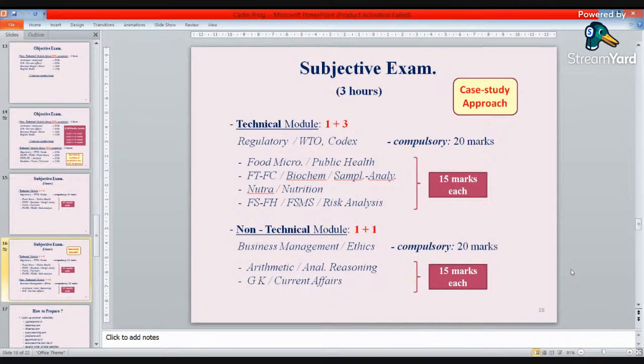Here, in the subjective exam, we want to see your writing skills. Therefore, we will follow a case study approach. We'll give you case studies in your question paper, which will be on your screen. These case studies will not be 10 pages or 20 pages, maybe half a page, maybe 10 lines, maximum 1 page. You have to study that case related to all these subjects and answer 2 or 3 questions.